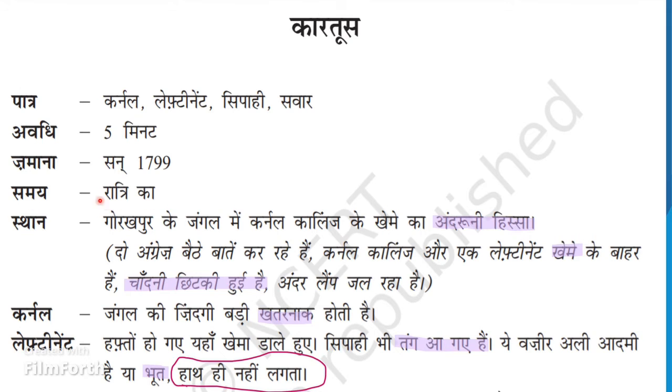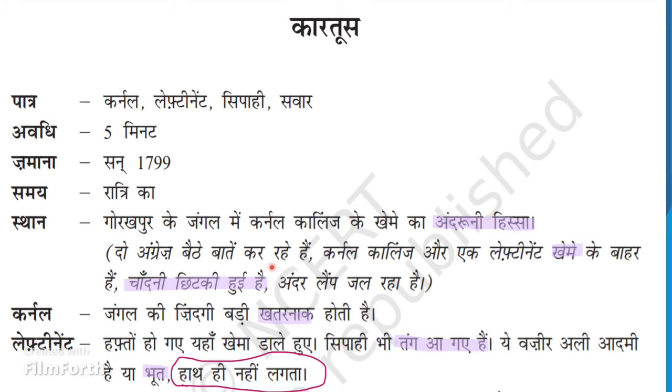Samay, Ratri ka, time it is night time, and the place where it has been set up. Gorakhpur ke jungle mein Colonel Kaartus ke kheme ka andruni hissa. Now what is being shown is the interiors of the tent of Colonel Kaartus, and this tent has been set up in the forest of Gorakhpur. Gorakhpur is the name of a place. Jungle means forest. Andruni hissa means interiors.